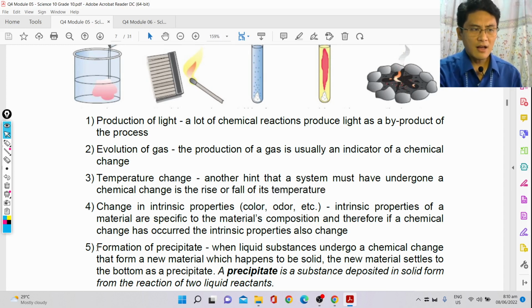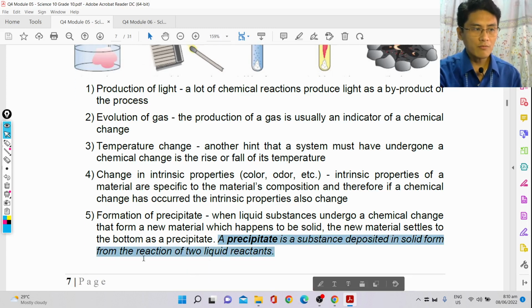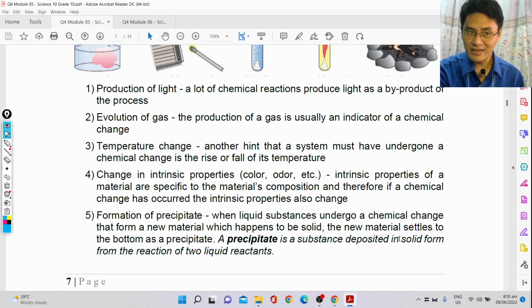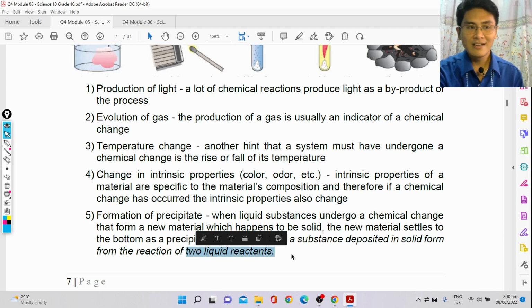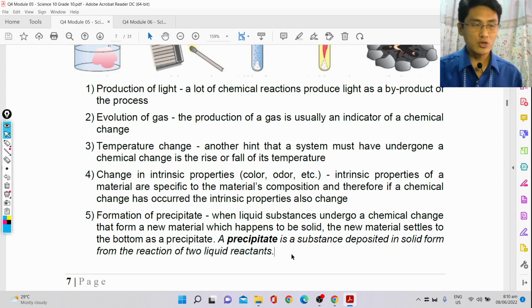And then a fifth one is formation of a precipitate. So what is a precipitate first? A precipitate is a substance deposited in solid form from the reaction of two liquids. So if there is something solid formed, especially when you're dealing with two liquid reactants, that means it must be some new substance. A cool experiment you can do at home would probably be milk and vinegar. If you add milk into the vinegar, guess what? The milk curdles.